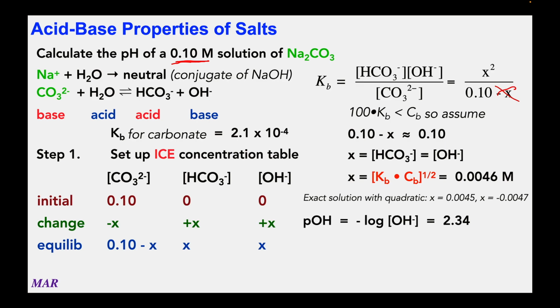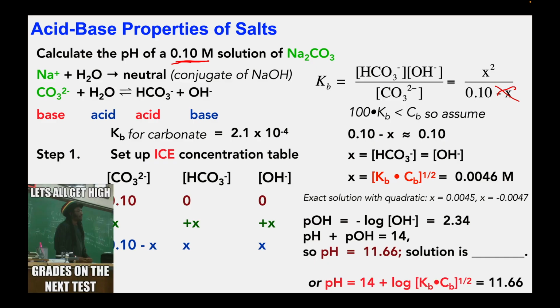If the hydroxide is 0.0046, minus log of that number comes out to be 2.34. And pH would be equal to 14 minus pOH. So 14 minus 2.34 comes out to be 11.66. So this solution is basic. No problem. If you wanted to, you could use 14 plus log square root Kb times Cb. And honestly, this way is so much easier. You don't need ice tables and pOH to pH and all that jazz.